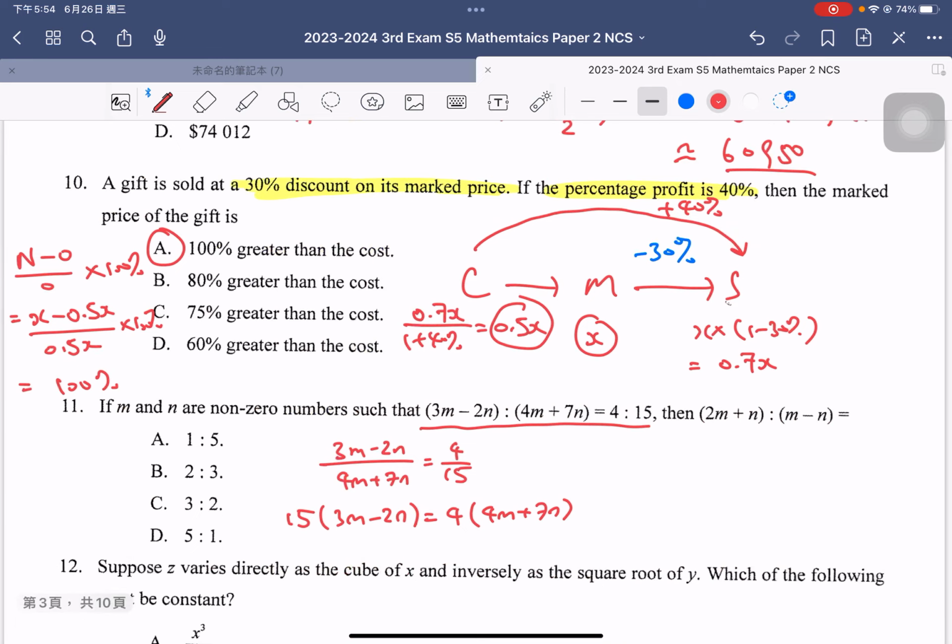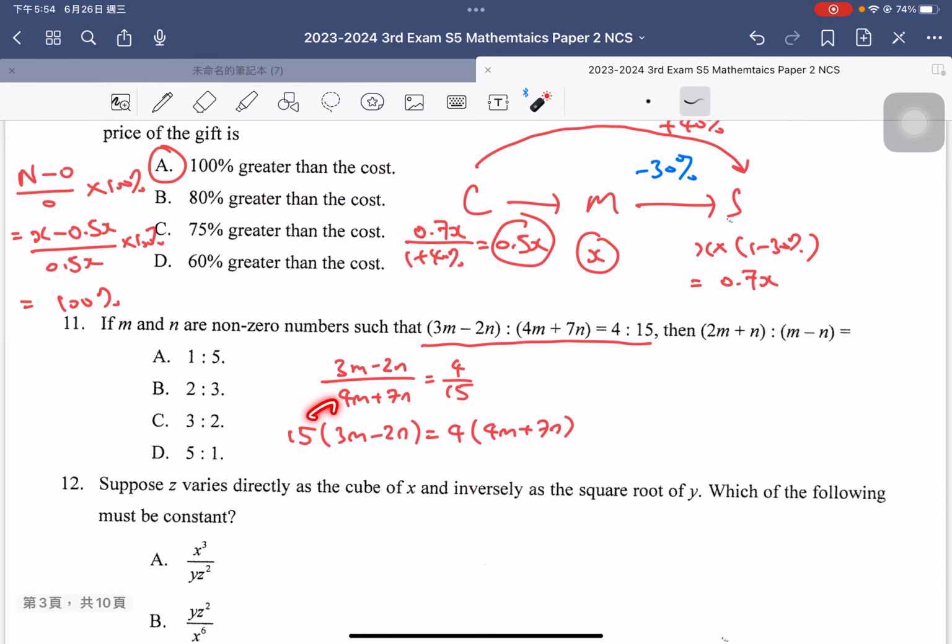And then again, we have two brackets, so we expand the brackets to see this is actually equal to 15 times 3m, giving you 45m. 15 times negative 2n gives you negative 30n. So I have 45m minus 30n is equal to 4 times 4m, giving you 16m, and 4 times 7n, giving you 28n. So this is 16m plus 28n.